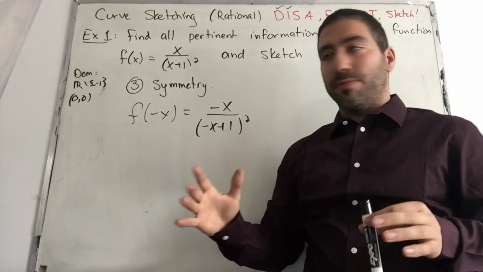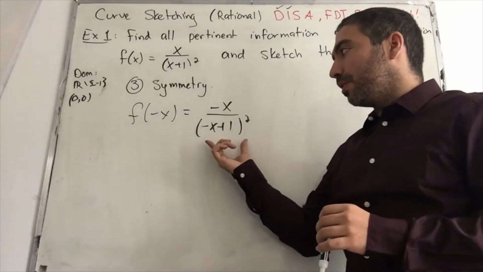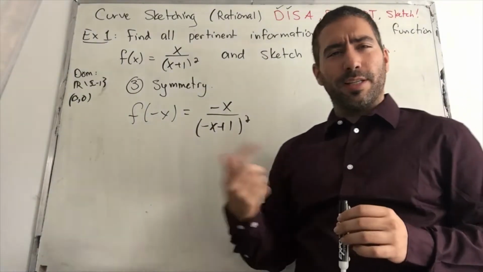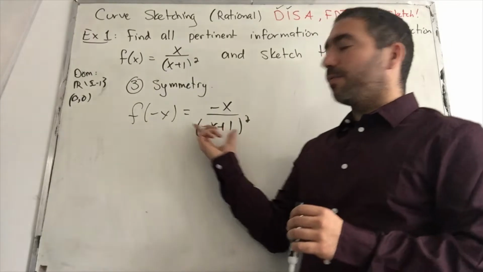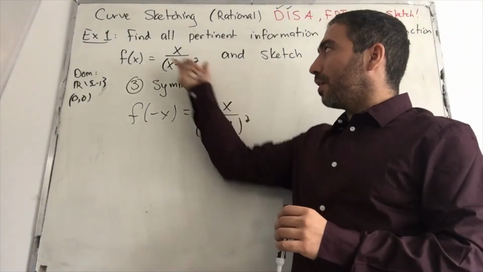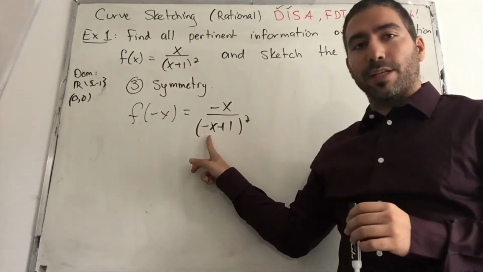So it's definitely not even, because an even function, when you substitute your negative x into the original function, you get back the original, which is not the case here, so it's not even. Is it odd? Well, odd says you get negative what you started with. Well, we have the negative over here in front, but is it negative of this? Well, no, because here it's x plus 1 squared, and here it's negative x plus 1 squared.